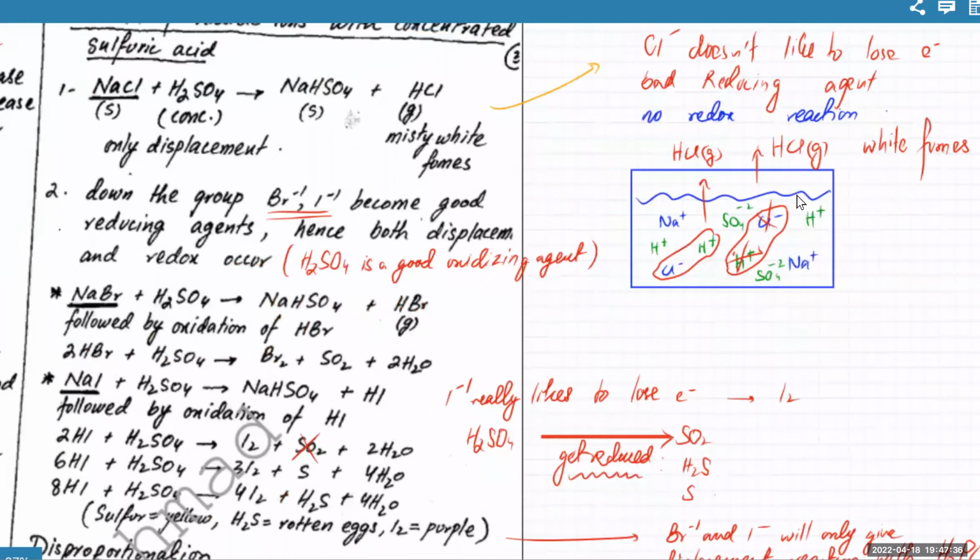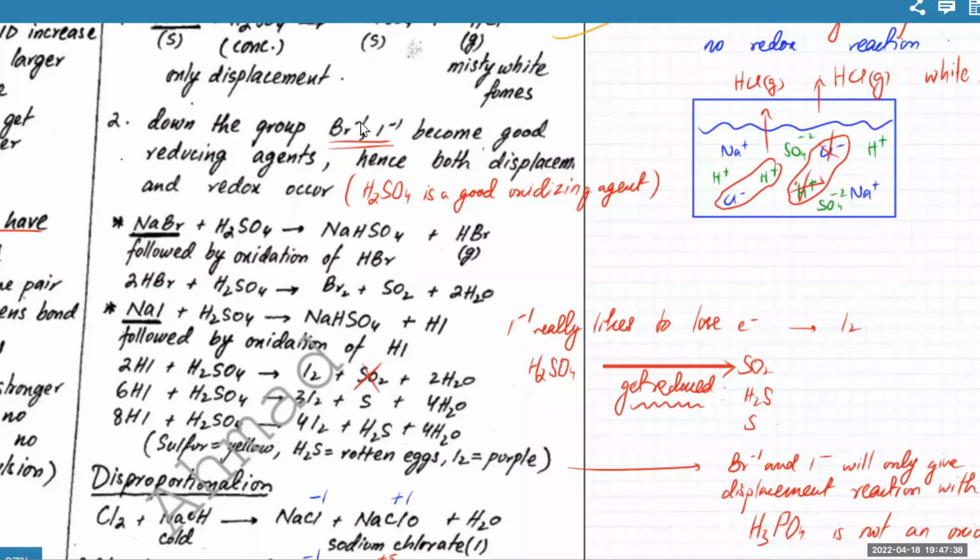But as you move down the group, I-1 and Br-1, they kind of do the same thing. Like I-1 combines with H+1 from the acid, ends up forming fumes of HI, but I-1 really likes to lose electrons. So instead, it also simultaneously starts to lose electrons, and that results in the formation of reduction products, because I-1 is a very good reducing agent.